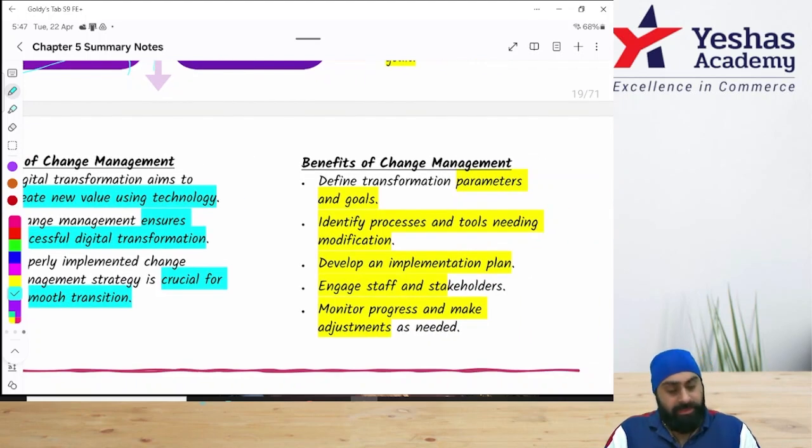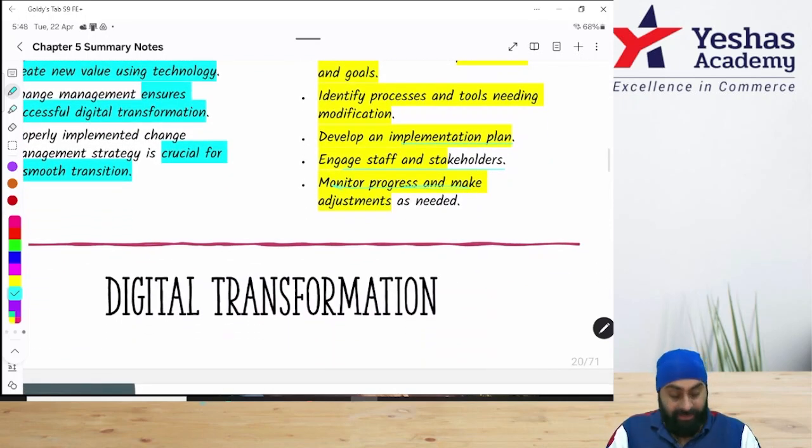Benefits of change. Define transformation parameters and goals. Identify processes and tools needed for modification. Develop an implementation plan. See, even for change, you need to make a plan and implement how you will change. You will first go to YouTube, or then go to an online e-commerce business. If you're selling products, will you do it on your website or will you sell it through Amazon? Everything you need to make a plan for and implement that plan. Engage your staff and stakeholders in it. Monitor progress and make adjustments. Whatever becomes necessary, start doing that.